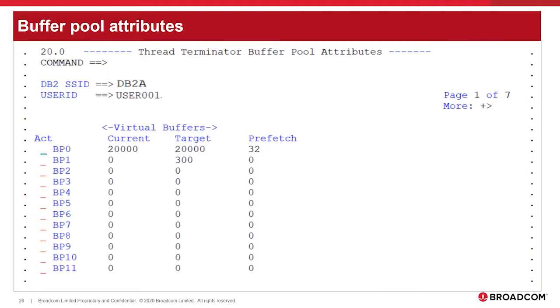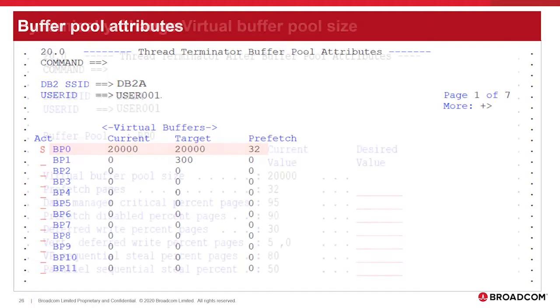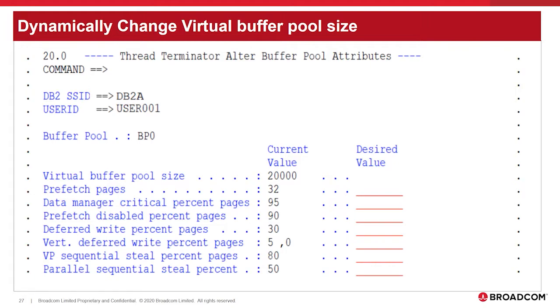You can see all the Db2 buffer pool attributes here. So for example, let's say I want to change the target value of BP0. Then just simply type S in front of BP0 and press enter. In this screen you can see all the attributes of BP0 along with the current values. Let's say I'd like to increase the buffer pool size to 22,000. Then just put 22,000 in the desired value, then press enter.